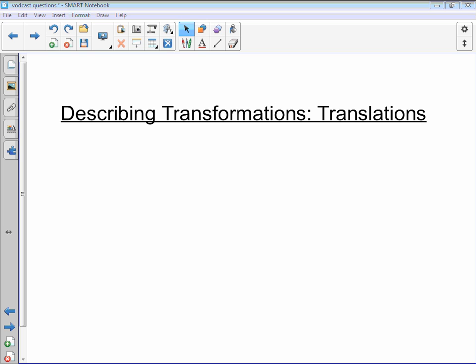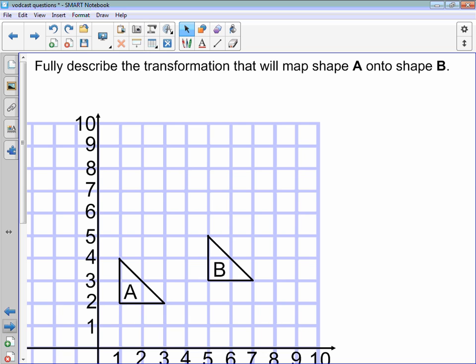So we're now going to look at describing transformations, and specifically looking at translations. Here we've got a question where we've been asked to fully describe the transformation that will map triangle A onto triangle B. Now we can look at the triangle and see that the orientation hasn't changed, the size hasn't changed, and it just looks like triangle A has been picked up and placed down somewhere else on the coordinate grid. That's how we know that what we're looking at is a translation.